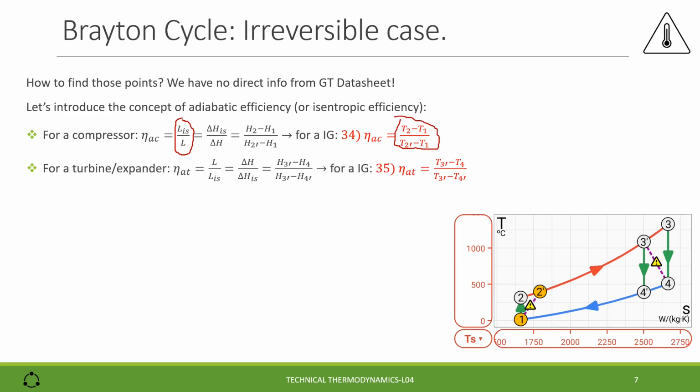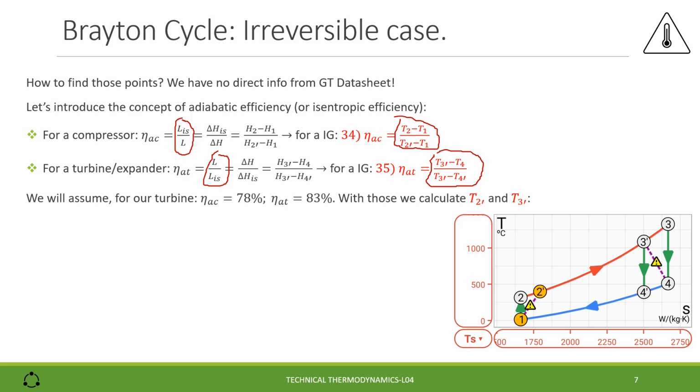For a turbine or an expander, the definition of adiabatic efficiency is the opposite, the ratio between the real work and the isentropic work. And also in this case we can use the enthalpies, and for ideal gas we replace the H with the temperatures, as in expression 35. We assume for our case the efficiency of the compressor 78% and the efficiency of the turbine 83%. With these assumptions, we calculate the temperatures T2 and T3.